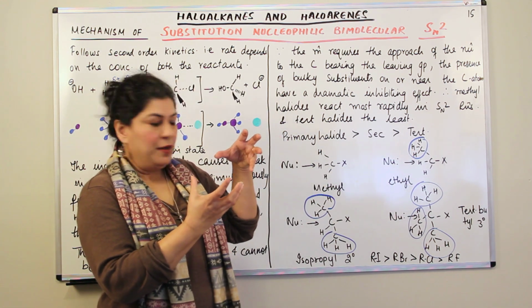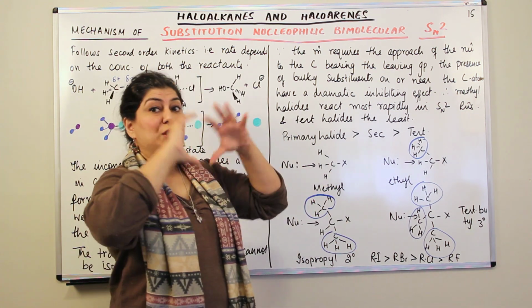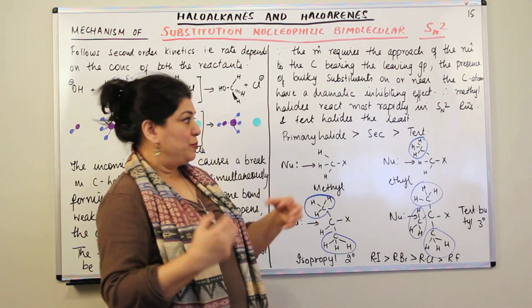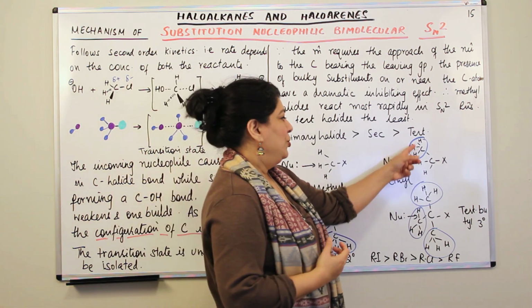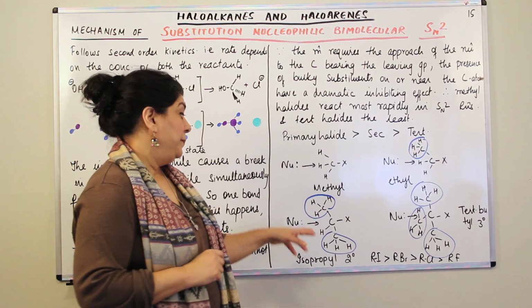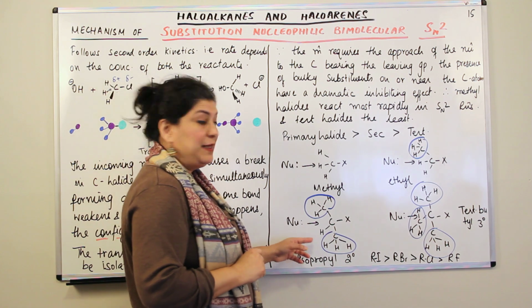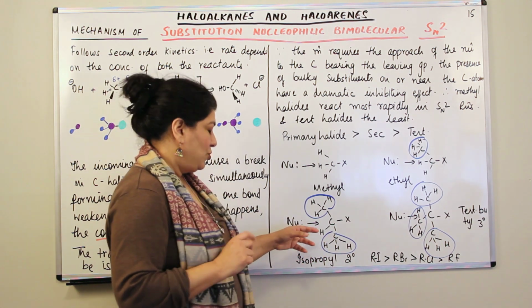So when the nucleophile comes, it gets less space, less space to jump into the bus. So this would undergo the SN2 mechanism a little less readily. Then comes the isopropyl or secondary alkyl halide, so not a methyl halide.